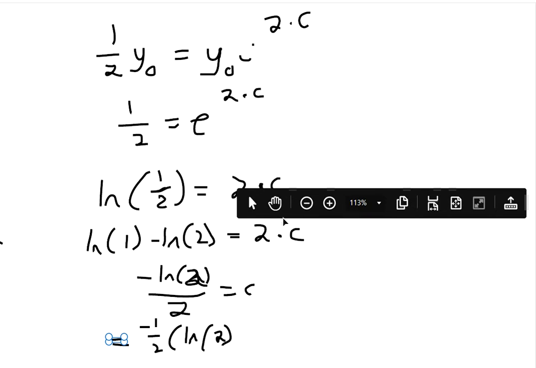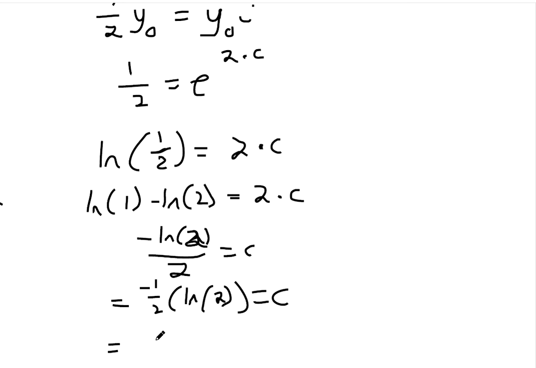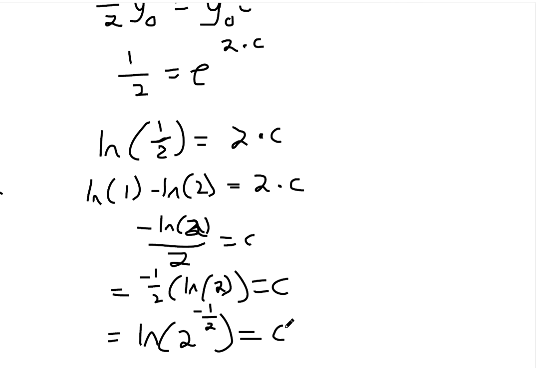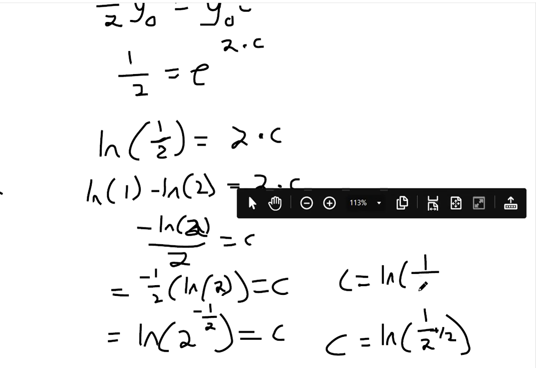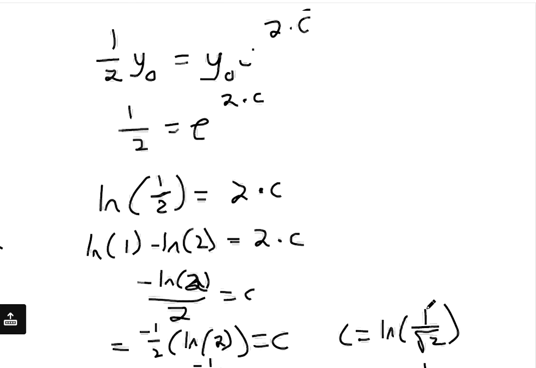Now that we have c, note this is negative 1/2 natural log of 2. Or put another way, if you use your properties of logarithms, this is natural log of 2 to the negative 1/2 power, because a coefficient of a logarithm can become an exponent of that argument. Yet another way is that this is the natural log of 1 over 2 to the 1/2 power. We moved it downstairs to make it a positive exponent, which means it is natural log of 1 over the square root of 2, because a 1/2 power means a square root. So that's what c is when we simplify it.